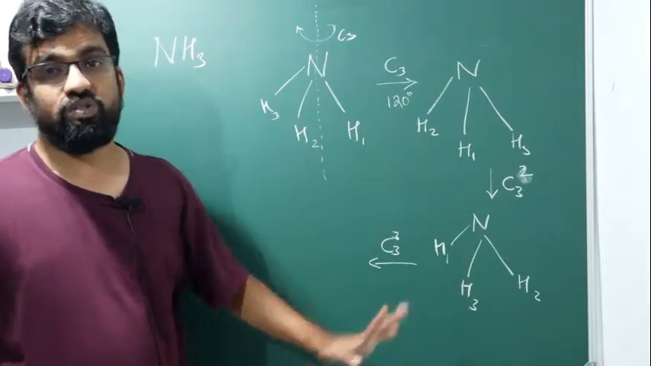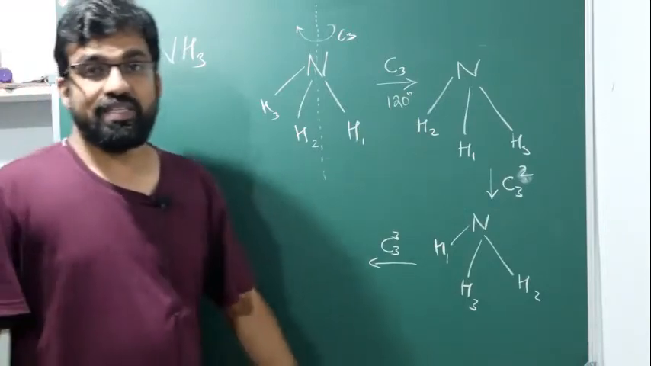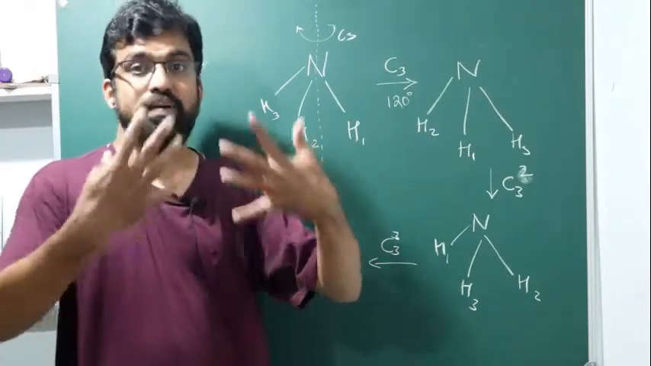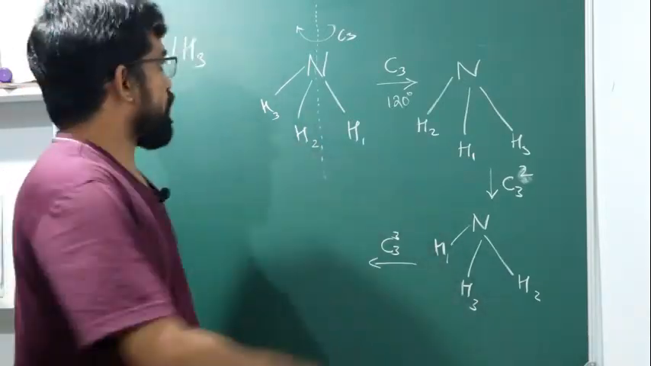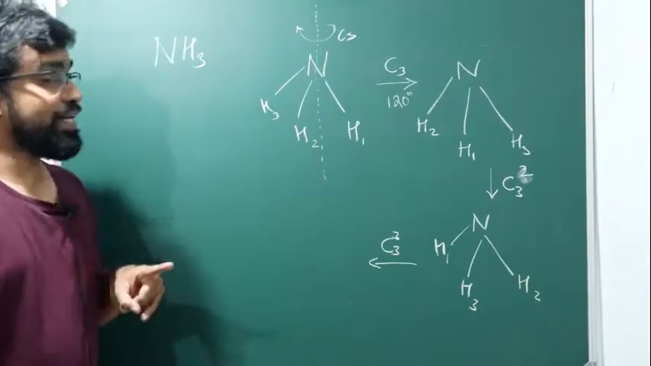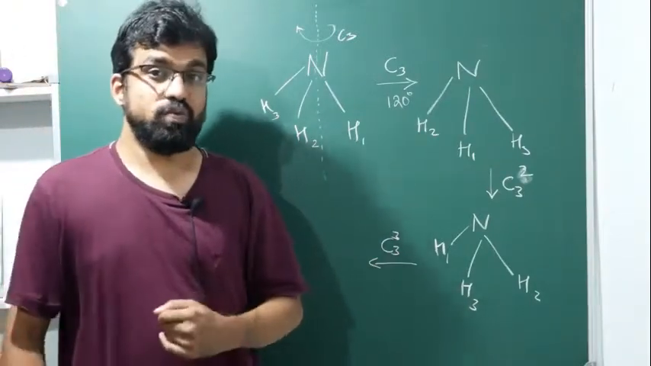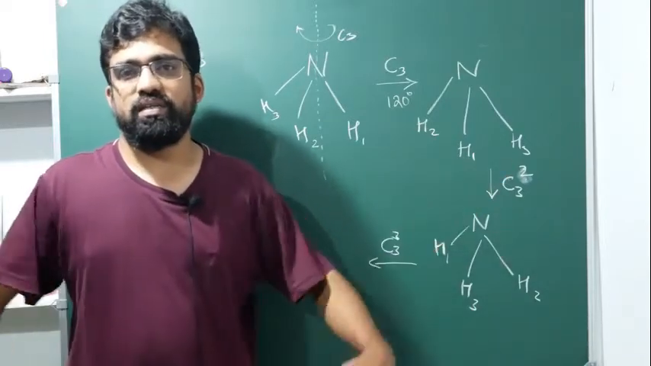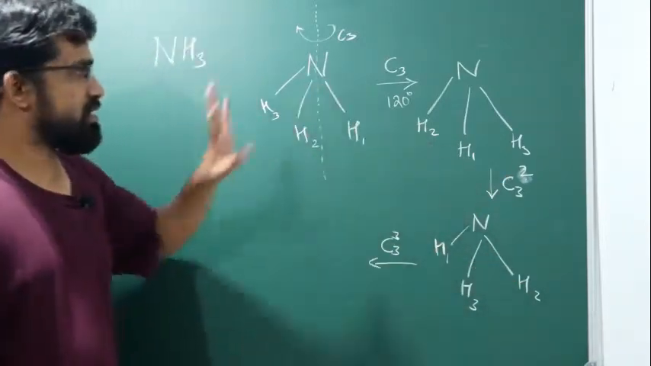Okay, C2 is not there, no other rotation axis. Now let us see what the sigmas are. You also have to identify the principal axis of rotation. So what is the principal axis? It is C3 itself. C2 is not there, so the principal axis is C3.